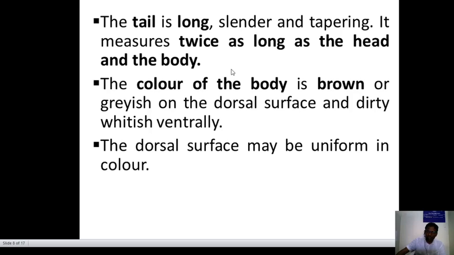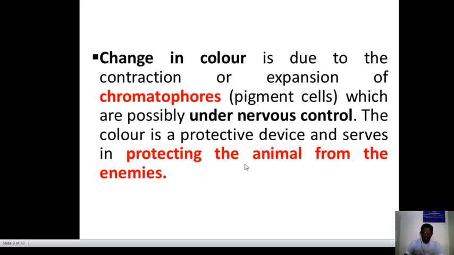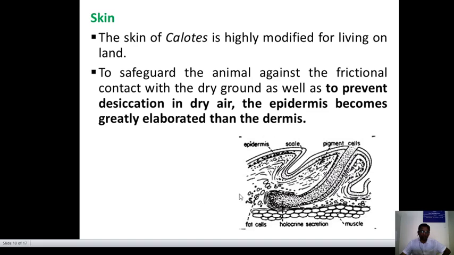The tail is long, cylindrical and tapering, twice as long as the head and body. The color of the body is brown or grayish on the dorsal surface and dirty whitish ventrally. The dorsal surface may be uniform in color. The change in color is due to the contraction or expansion of chromatophore pigment cells, which is possible under nervous control. The color is a protective device and serves in protecting the animal from its enemies.